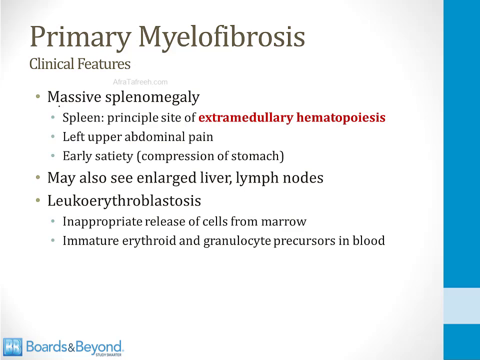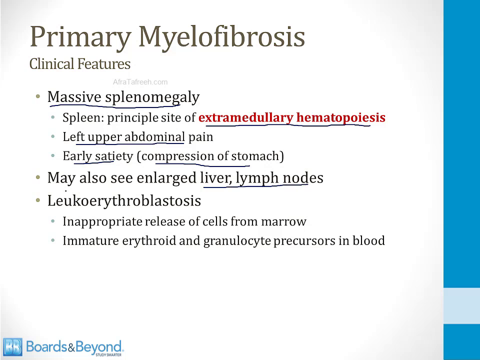A characteristic finding on physical exam is massive splenomegaly. This happens because the spleen is the principal site of extramedullary hematopoiesis. This can present as left upper abdominal pain. The spleen can even become so enlarged it can compress the stomach and cause early satiety. You can also see enlargement of other organ systems involved in extramedullary hematopoiesis, including the liver and the lymph nodes.